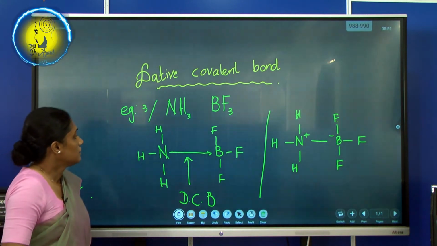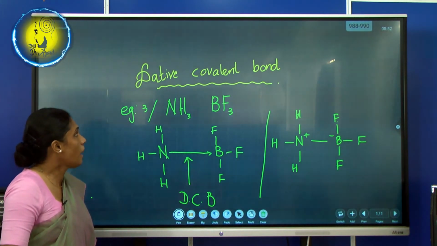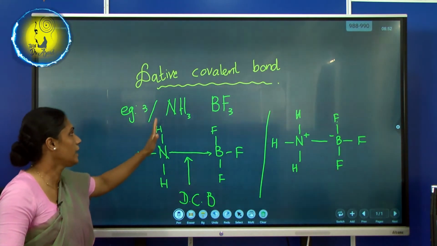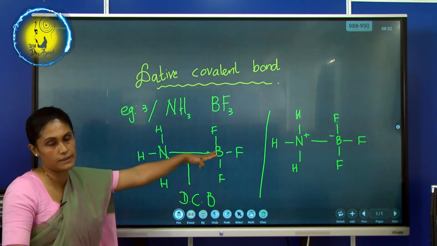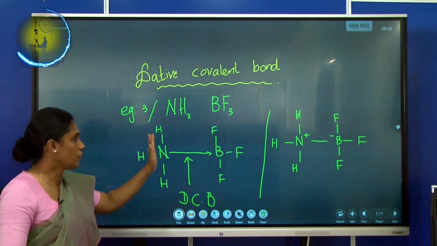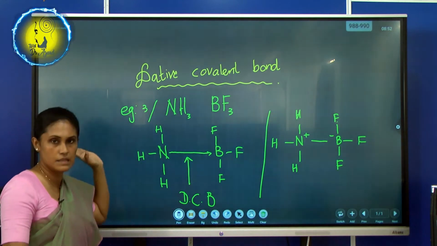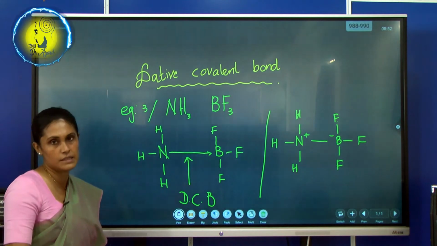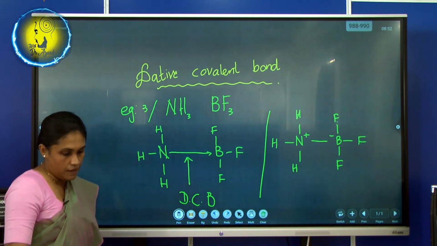So, this is an example for dative covalent bonding. We have ammonia and boron trifluoride. Right? This is not a big thing. You have come across these things, but remember how to draw the charge and how to present the dative covalent bonding. Right.